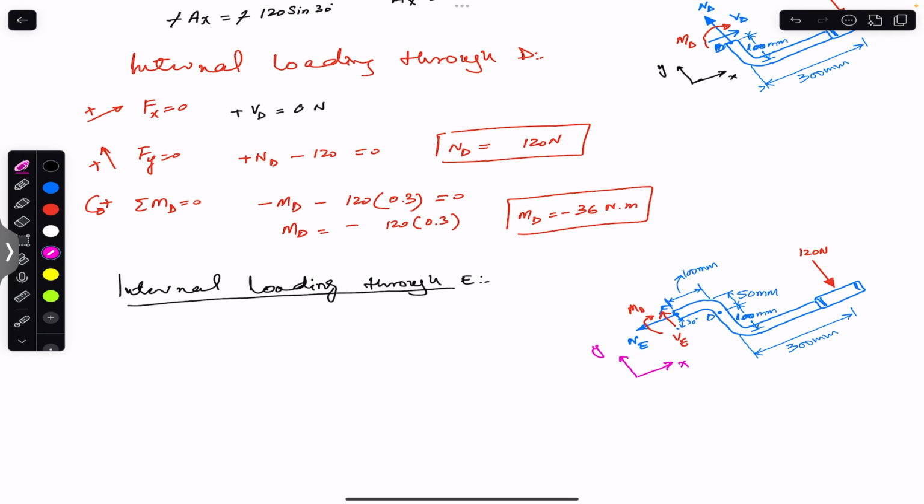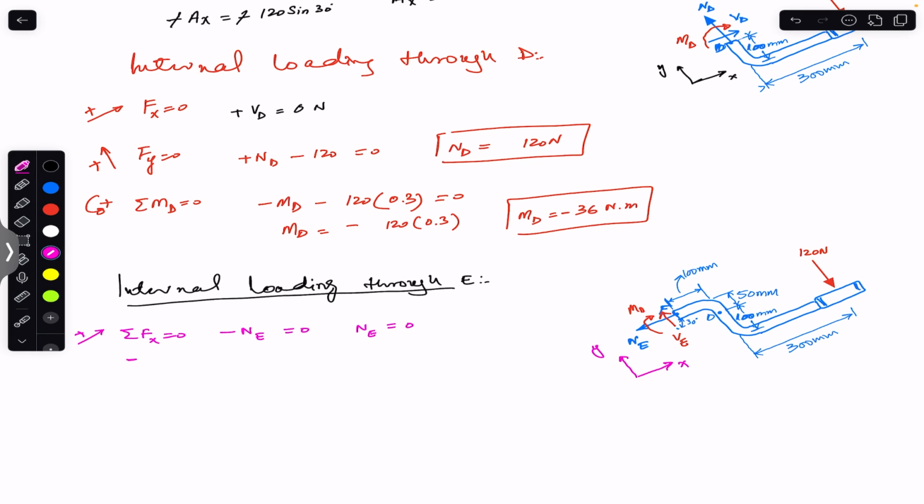So again, if we apply the sum of the forces in the X, that must equal 0. This is our positive X direction. So we have this NE. This is in the negative X, so I will write minus NE. And there is no other force in the X, right? So this is equal to 0. So this means that NE is equal to 0. The internal normal force at the cross section through point E is equal to 0.